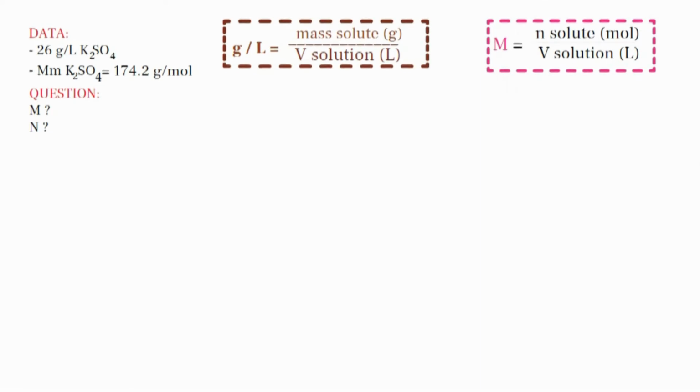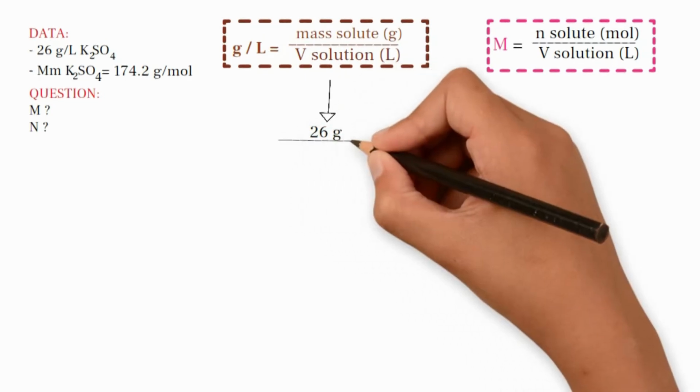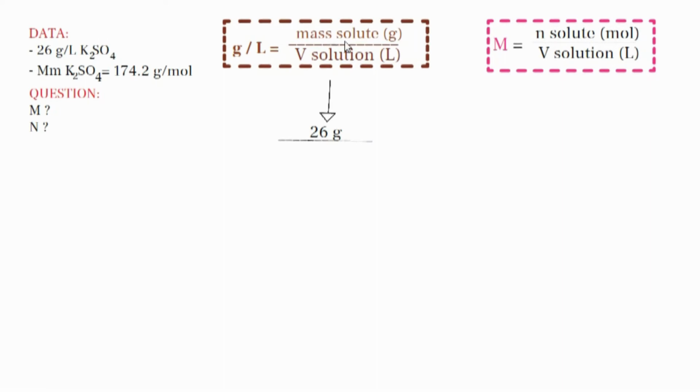And now let's think about what we have and what we do not have. So we have 26 gram over liter. This means that we have 26 gram of potassium sulfate, so our solute, in 1 liter of solution. Okay, because this is the meaning of a gram over liter. So you can write this one in this manner in order to understand what we have as data, okay? And so we have 26 gram of potassium sulfate in 1 liter of solution, so in 1 liter of potassium sulfate plus water.